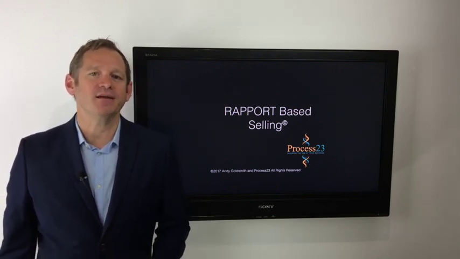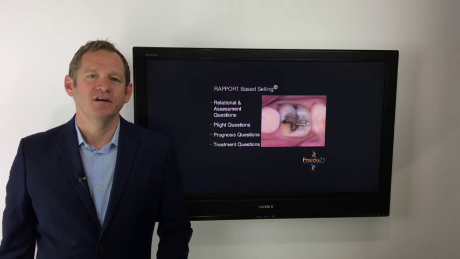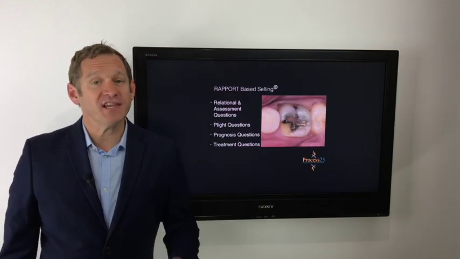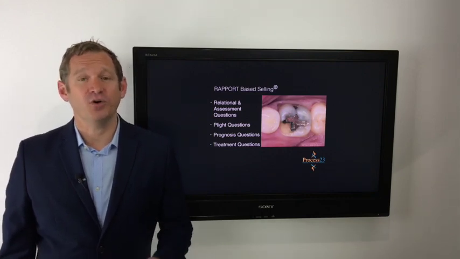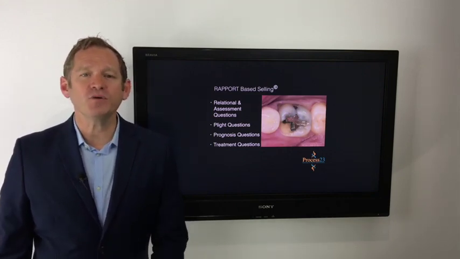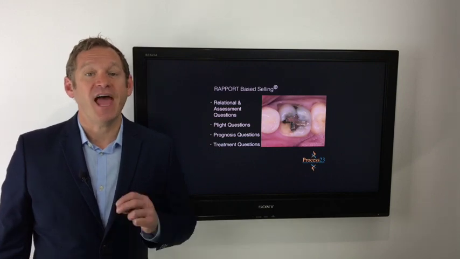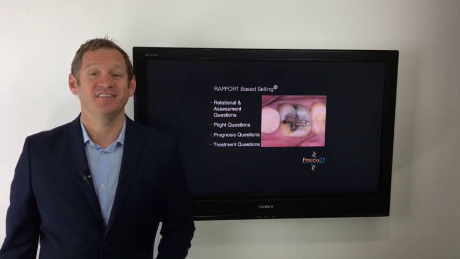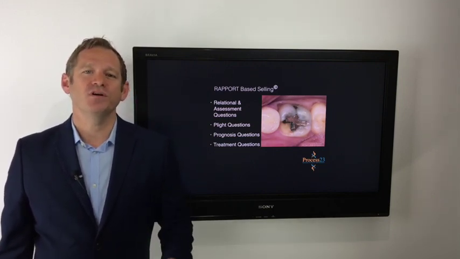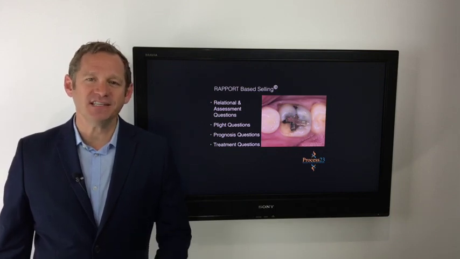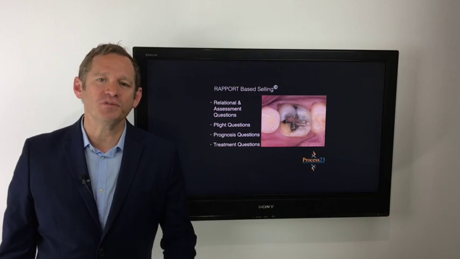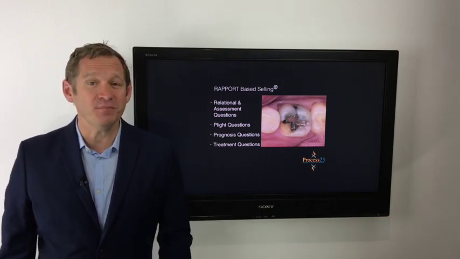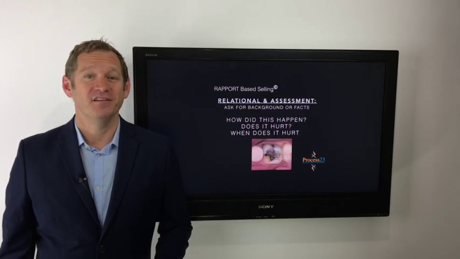the treatment planning process. Rapport stands for Relational Assessment questions, Plight questions, Prognosis questions, and treatment questions. Going through your questions in this sequence will help your patients to get enrolled into the process of understanding what it is that you recommend for treatment for their mouth.